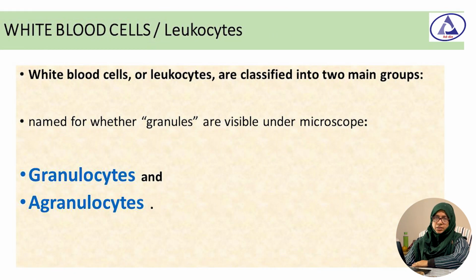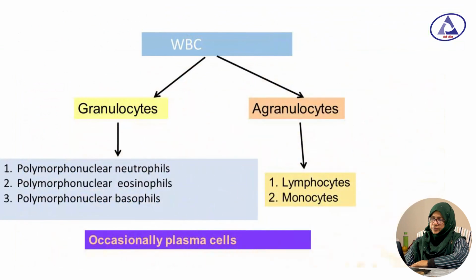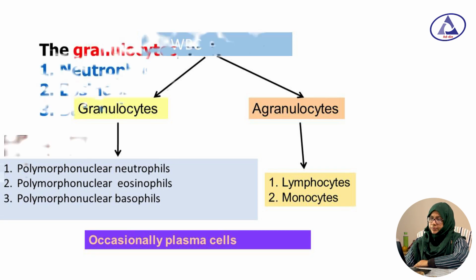Now let us discuss the WBC in detail. We usually classify it according to the presence of granules. When granules are present, we call it granulocytes. When they are absent, we call it agranulocytes. Granulocytes are of three types: polymorphonuclear neutrophil, polymorphonuclear eosinophil, and polymorphonuclear basophil. And agranulocytes are of two types: lymphocytes and monocytes.